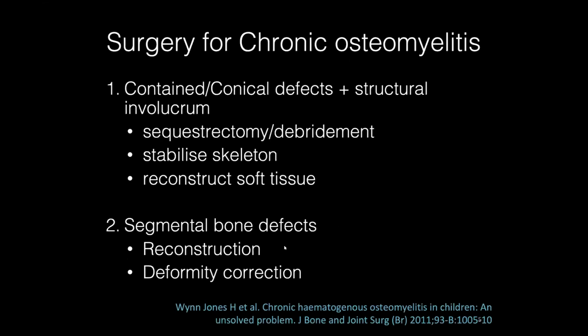Now, surgery for chronic osteomyelitis can be divided into two big groups. The first group is just simple infection eradication procedures for contained defects or conical defects with structural involucrum. One may need to support the skeleton with cast immobilization or external fixation during this process, and soft tissue reconstruction. Local flaps may be required. The second group is segmental bone defects, and these are more complex reconstructions, and often deformity correction needs to be achieved at the same time.